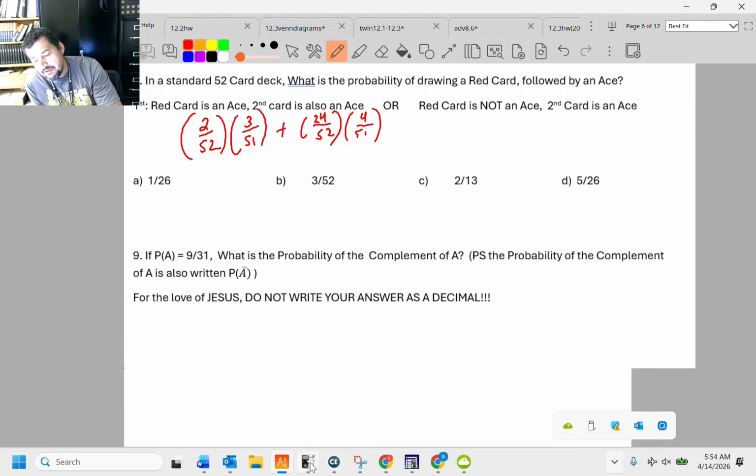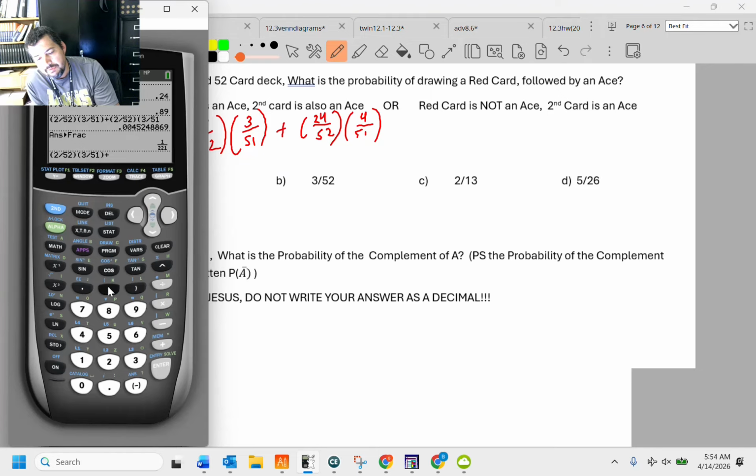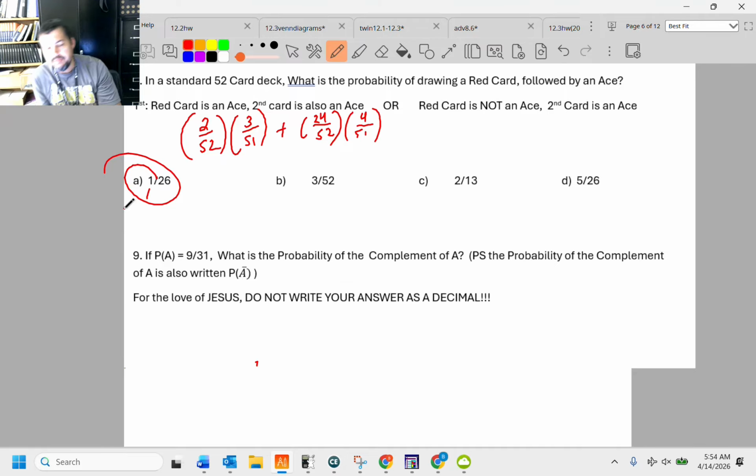So let's see what this generates. We got a 2 in 52. Then we got a 3 in 51. We had the word or, and or means add. There are 24 in 52 red cards that aren't aces. And then there's 4 in 51 aces. Math, enter, enter. And we get 1/26. Choice A.